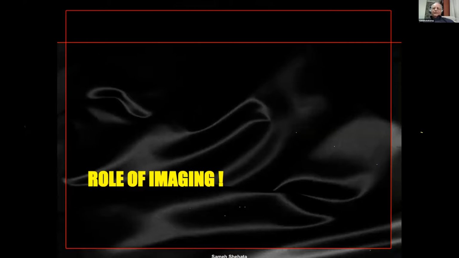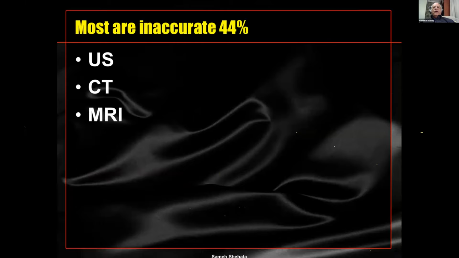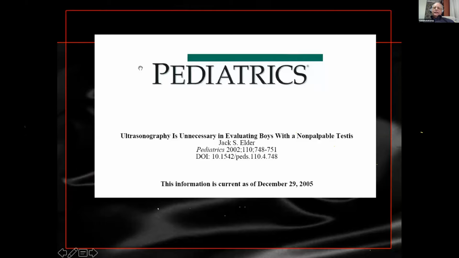Now, what is the role of imaging? Well, we have the ultrasound, ultrasonography, CT scanning, MRI, and most of them are inaccurate. Overall, the accuracy rate is 44%. And this by Jack Elder, clearly a statement: ultrasonography is unnecessary in evaluating boys with non-palpable testis. So there is no need to do imaging.